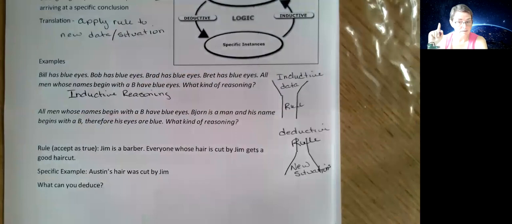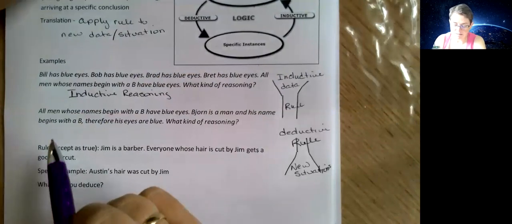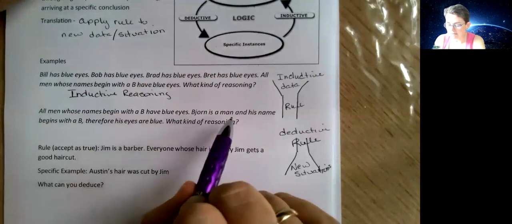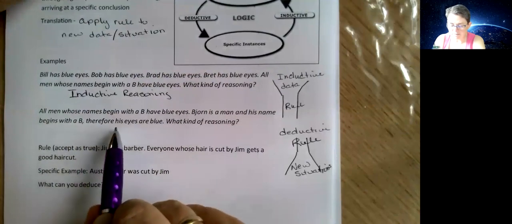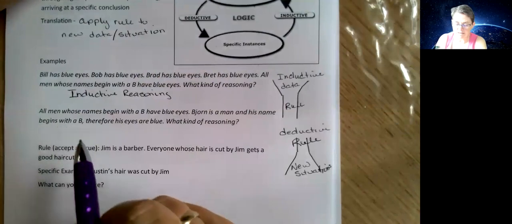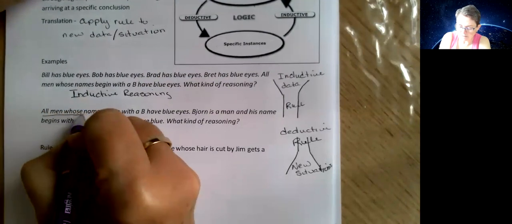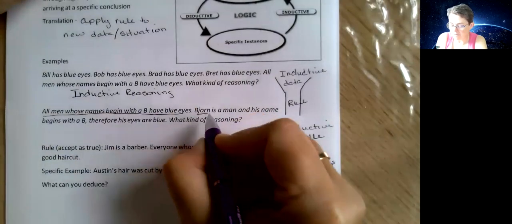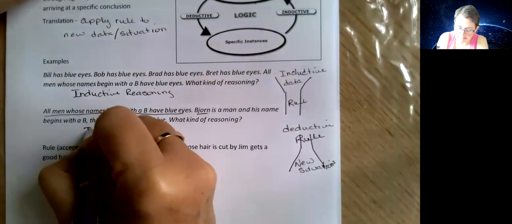Or the opposite way of doing this is: all men whose names begin with B have blue eyes. Bjorn is a guy and his name begins with B, therefore his eyes are blue. So now you're taking your rule first and you're applying it to a specific case, to Bjorn. That's deductive reasoning.